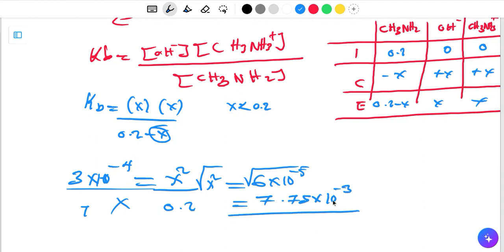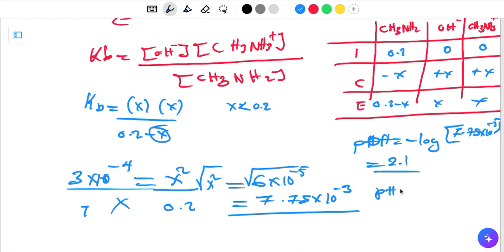We know that here we are dealing with the hydroxide ion. We are not dealing with hydrogen ion. So the first thing we are going to find is the pOH, which is equal to the negative log of the hydroxide ion. In this case it is 7.75 times 10 to the power negative 3. So the negative log of that gives 2.1. This 2.1, I need to subtract from 14 for me to find the pH. So I'm getting 11.9 as my pH. This is how you're supposed to answer this question.